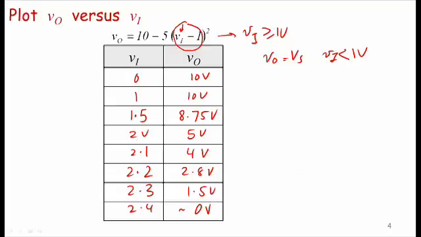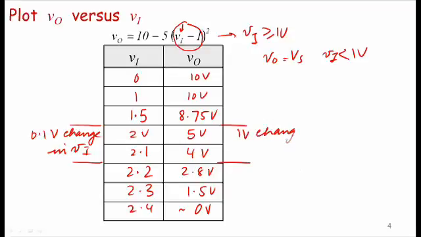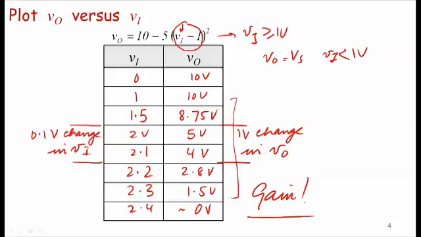So right here, if you look at 2 volts to 2.1 volts for the input, notice that this corresponds to a 0.1 volt change in VI. Correspondingly, this results in a 1 volt change in the output V naught. So right there is a gain. Notice that in certain parts of the curve there is a gain, if I'm careful as to where I pick my point to boost the interesting part of the curve, so that the input will articulate that interesting part of the curve.